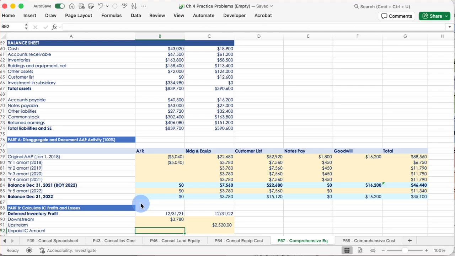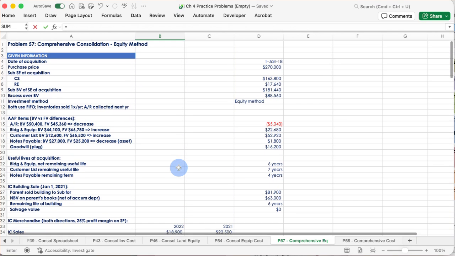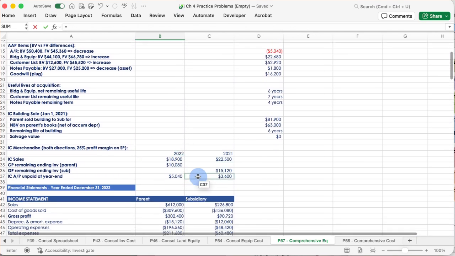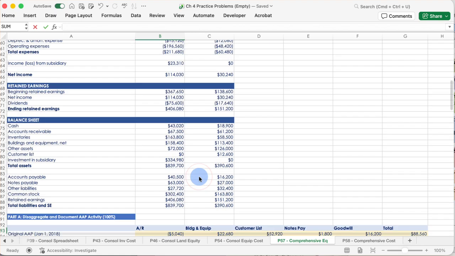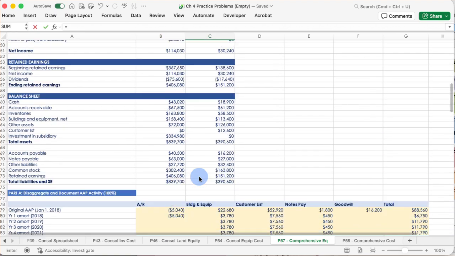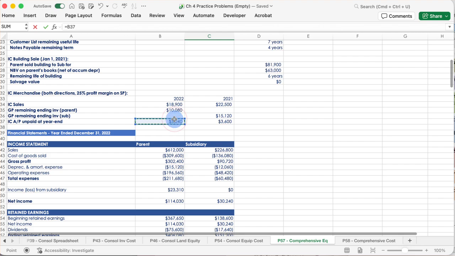And then we also have the unpaid intercompany amounts. So we'll go get those: 3,600 and 5,040.